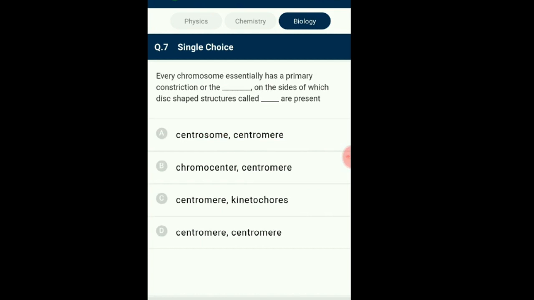Question number 7. Every chromosome essentially has a primary constriction or dash, on the sides of which disc-shaped structures called dash are present. Each chromosome consists of two chromatids that remain attached at a point called the centromere or primary constriction. At the centromere, two disc-shaped structures are present, known as kinetochores. During cell division, spindle fibers are attached to the kinetochore. So the answer is option C, centromere and kinetochores.